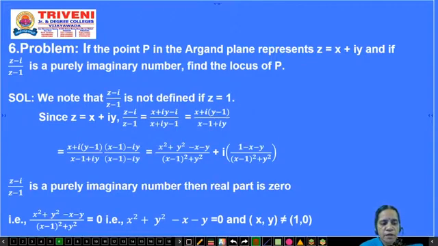In this problem we have to take the two options, that is it is not defined, z is equal to 1, and x comma y is not equal to 1 comma 0. These two options we must remember. This problem is from the complex numbers chapter.